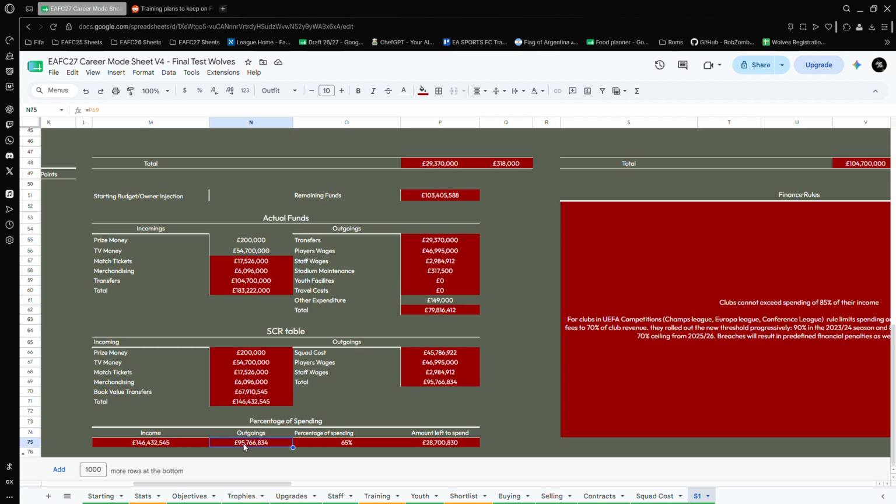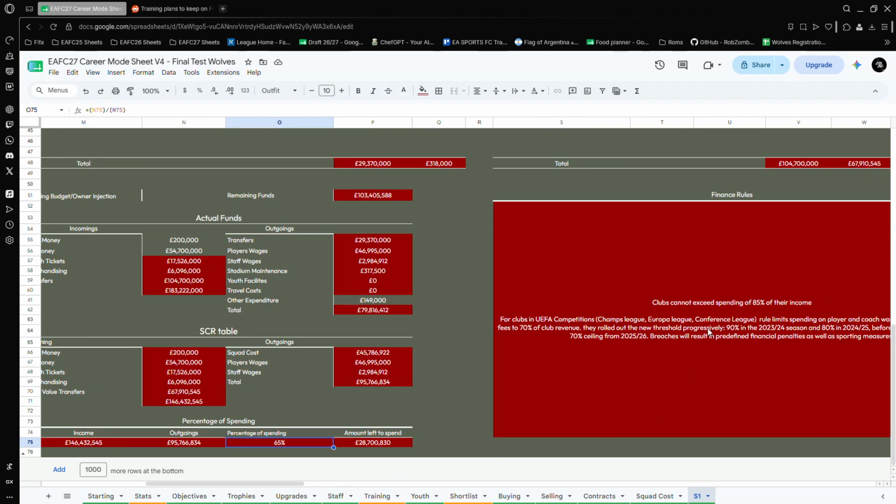And then it's basically looking against those two, and it's saying, okay, you're spending 95 million of your 146 that's coming in, and the percentage of that you're spending is 65%. So under the rules, which you can see on the right hand side, clubs cannot exceed 85% of their income. So in the Championship, teams can spend 85% of their income. So at the moment, I'm playing 65.